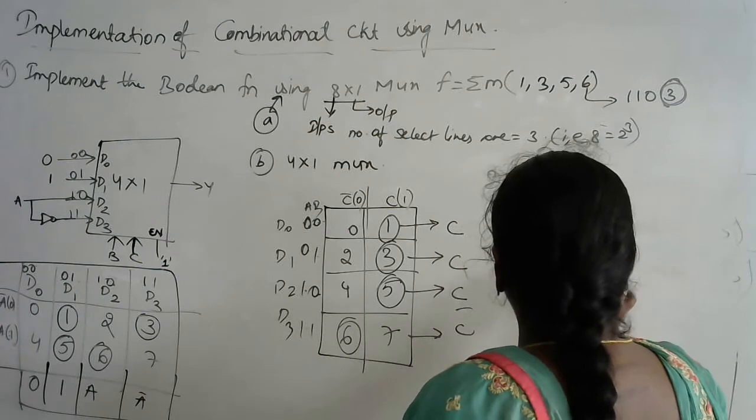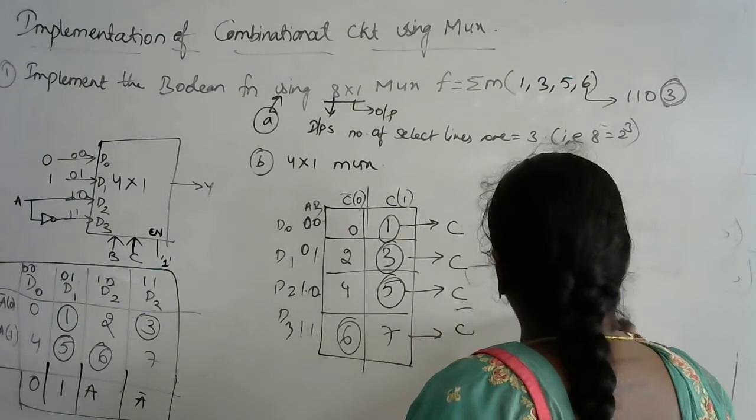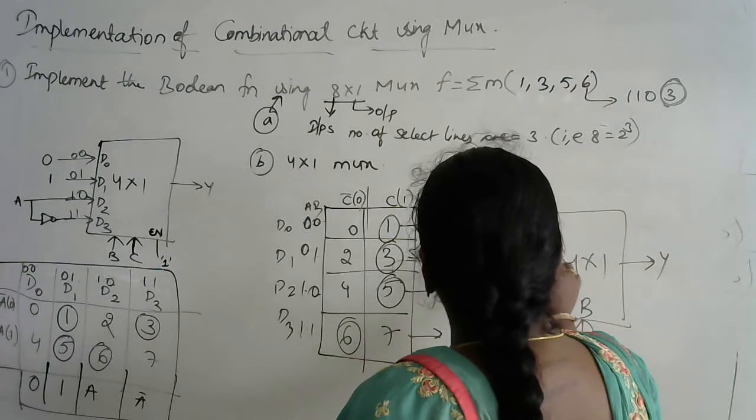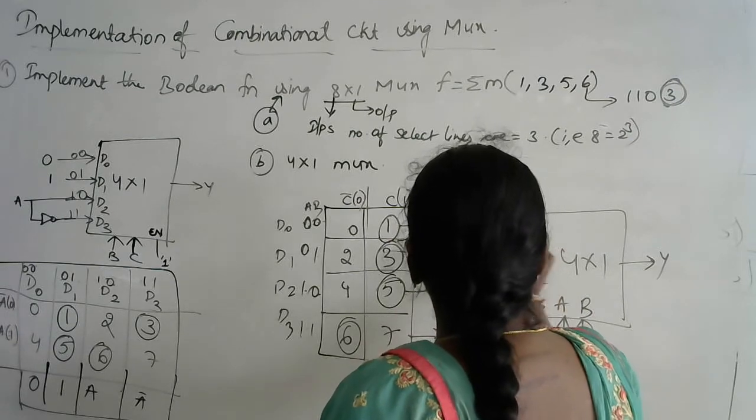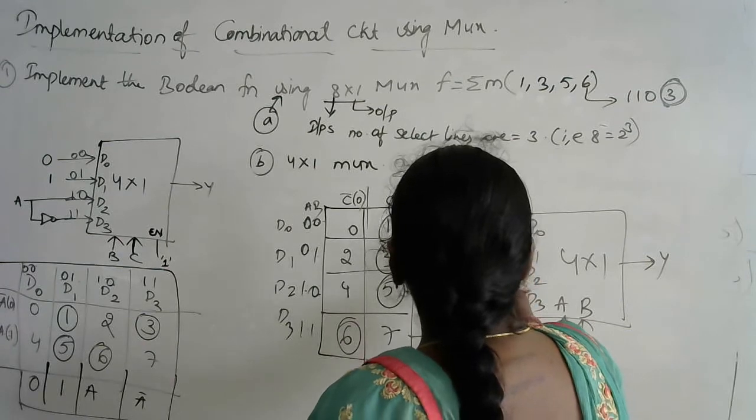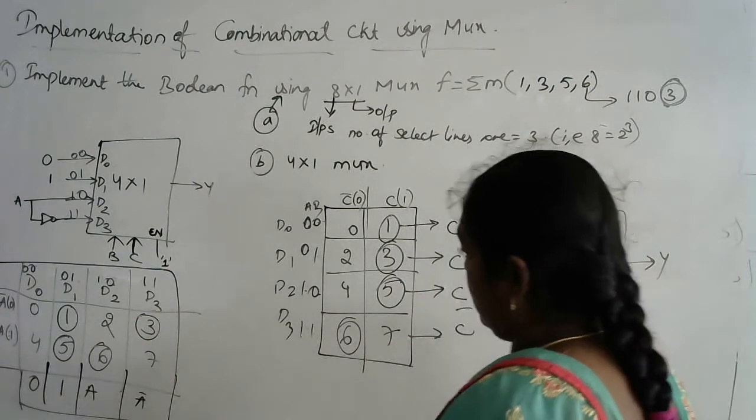This is a 4 by 1 multiplexer. This is A. This is B. This is output 1. D0, D1, D2, D3. Short all these D0, D1, D2 and D3 connected towards the C. From the same C connect through the NOT gate and give it towards the D3.